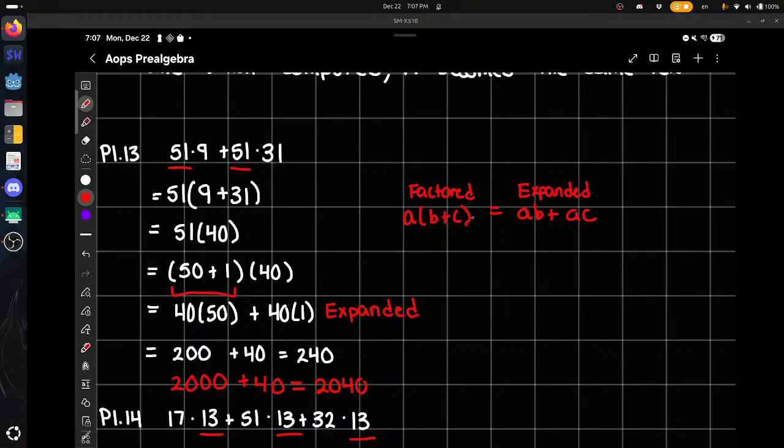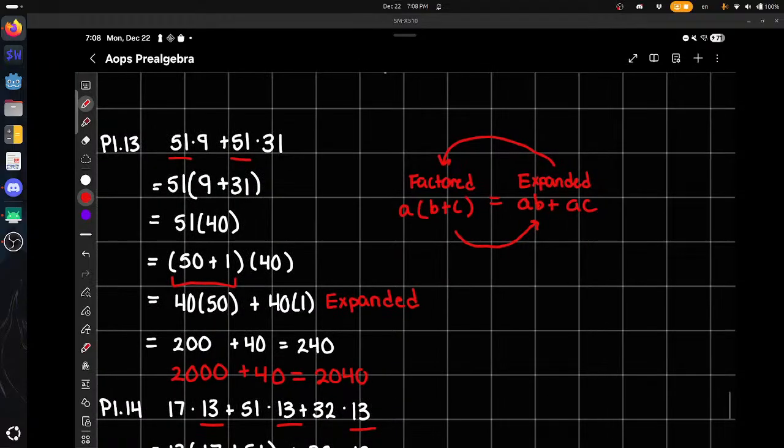So when we take an expression and we expand it, we get this. When we want to revert back, we have to factor it to this. Okay. And then they also talk about the common factor and how that 51 is a common factor.